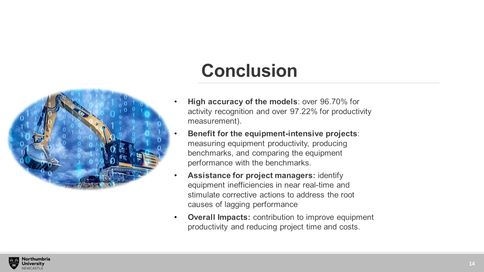So the result of this experiment showed high accuracy of the models, over 96% for activity recognition and over 97% for productivity measurement. The equipment-intensive construction project can benefit from the proposed method by measuring equipment productivity, producing benchmarks, and comparing the equipment performance with the benchmarks. Automating this process will assist project managers to identify equipment inefficiencies in near real time. And overall, it can contribute to improving equipment productivity and reducing project time and cost.